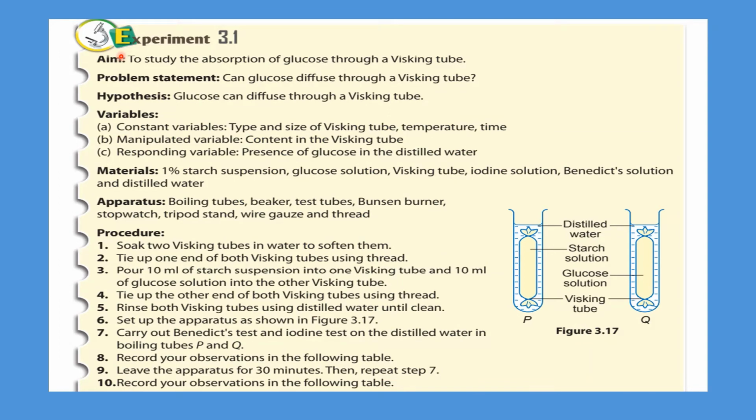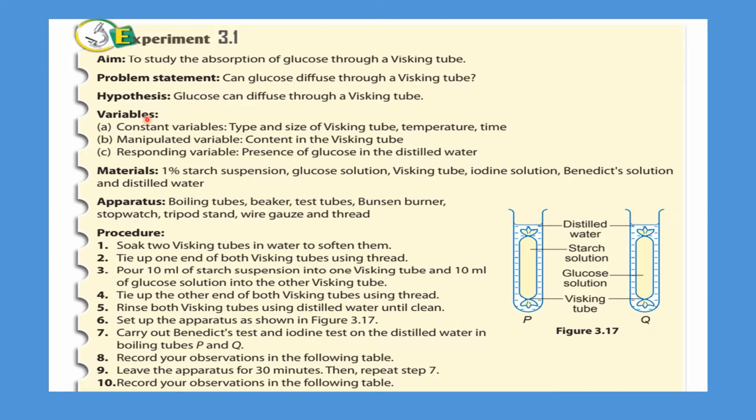Now refer to experiment 3.1 from your textbook. The aim of this experiment is to study the absorption of glucose through a Visking tube. The problem statement for this experiment: can glucose diffuse through a Visking tube? Do you remember, glucose is the end product of carbohydrate digestion. It is a simpler molecule, so it can be readily absorbed by our small intestine wall.